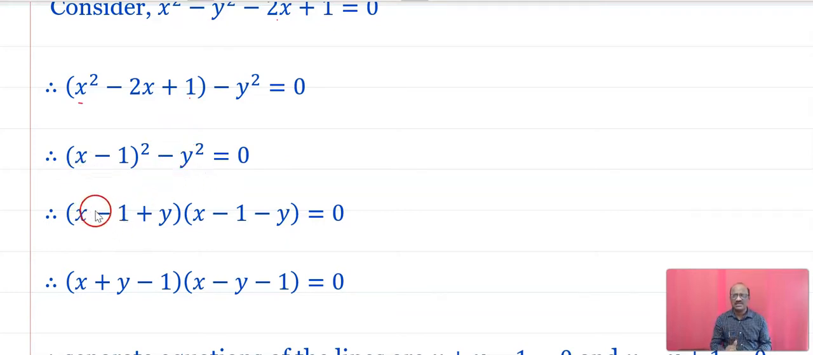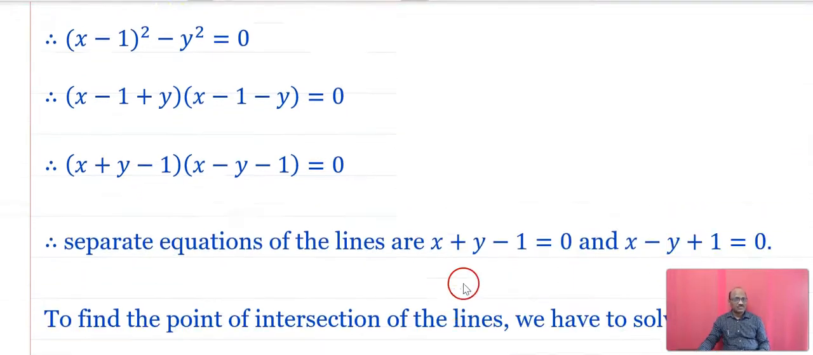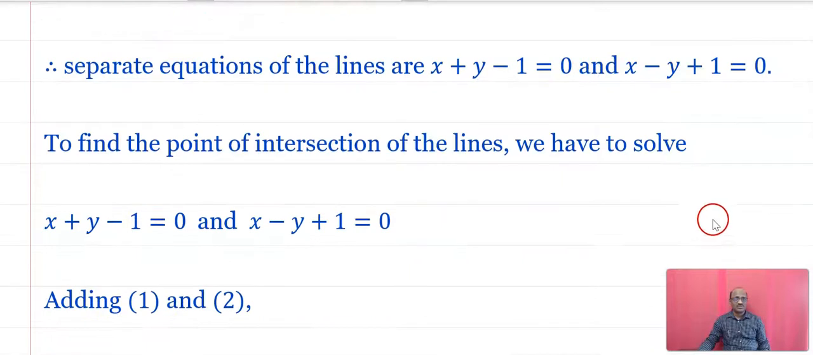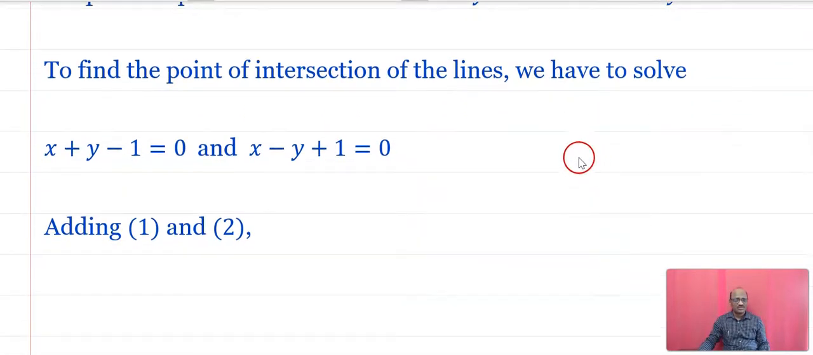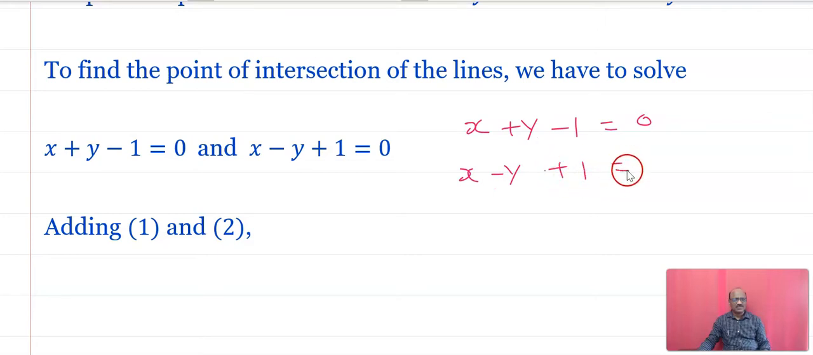Then what are its factors? In the first bracket a plus b, in the second bracket a minus b. In the first bracket you will get x minus 1 plus y, in the second bracket x minus 1 minus y. Therefore the equations are x plus y minus 1 is equal to 0 and x minus y plus 1 is equal to 0. To find the point of intersection, we will solve these equations, that is, add these two equations. x plus y minus 1 is equal to 0 and x minus y plus 1 is equal to 0.